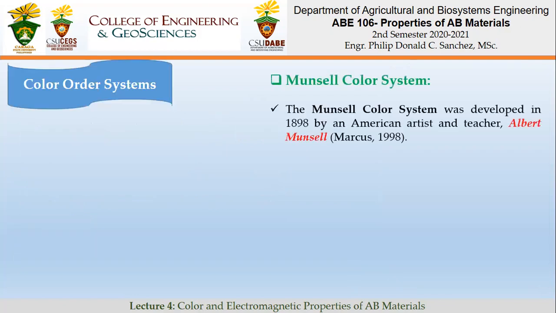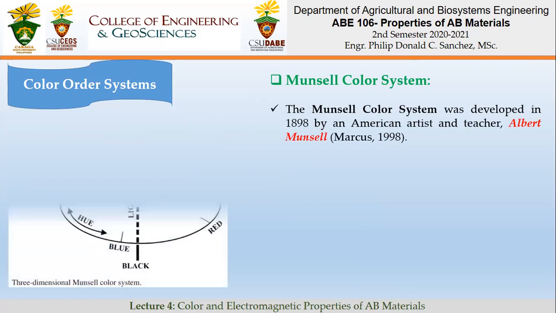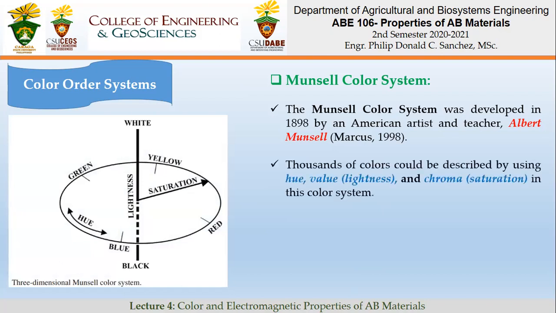Okay, there are also color order systems. The first one is the Munsell color system, which was developed by American artist and teacher Albert Munsell in 1898. We can see that there's a sectioning, or a partitioning, of the colors. It's quite difficult to identify manually based on the grouping or visualization. Thousands of colors can be described by using hue, value, and chroma. Very difficult for this color system.